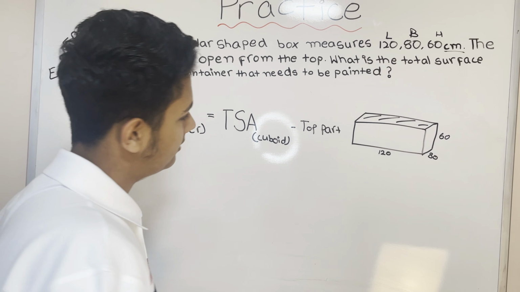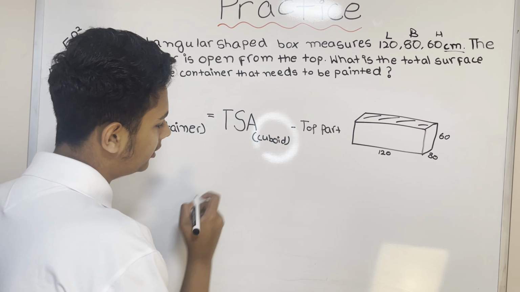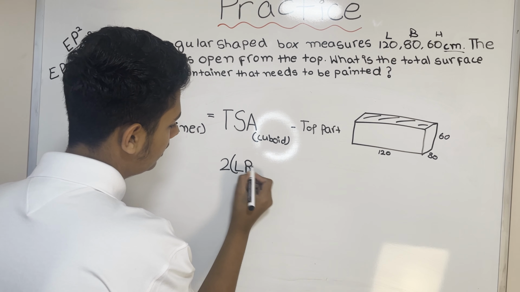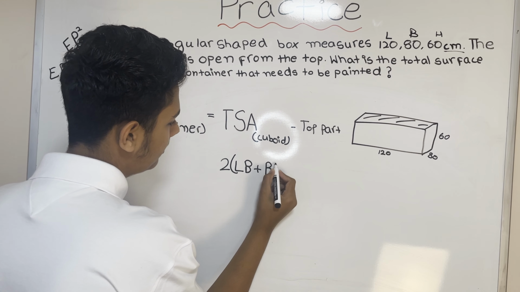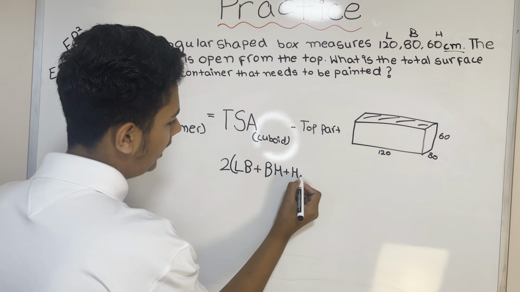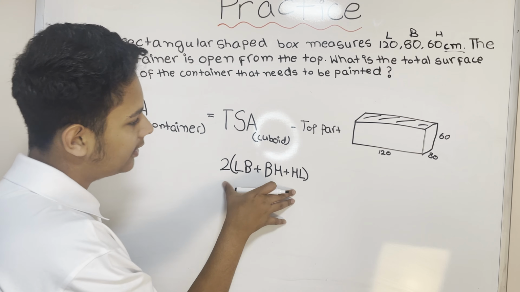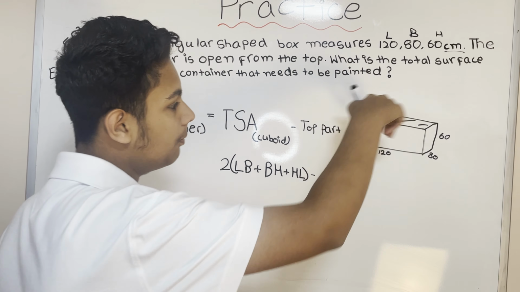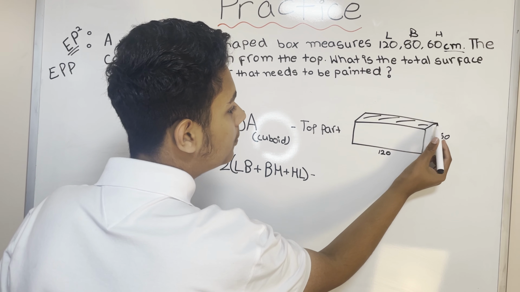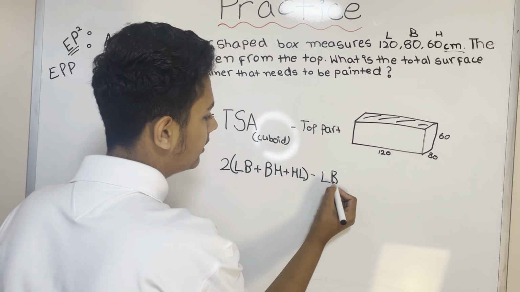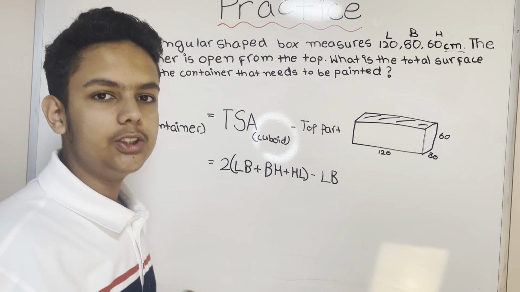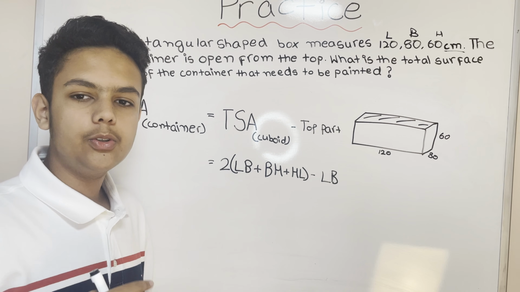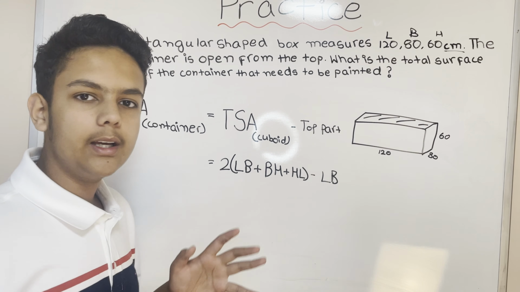Now we write the formulas that we know. We know that the total surface area of the cuboid, the formula is 2 times length times breadth plus breadth times height plus height times length. This is the total surface area of the cuboid. Now we have to subtract the top part. Now the top part is basically length into breadth. So length into breadth. Now when I was teaching you guys the formulas, at the end I told you a tip so that you don't have to make those calculations that big and complicated.